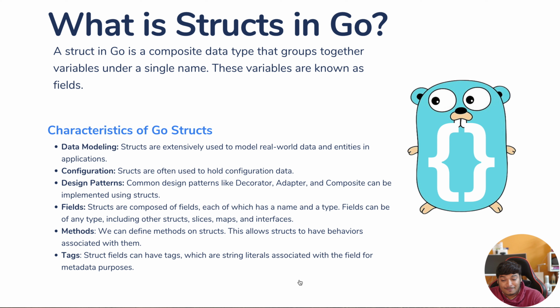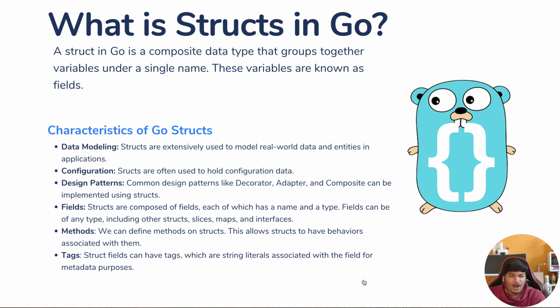Now, a field can be any type, including other structs, slices, maps, interfaces, and of course, any other normal data type. Okay, then the fifth one is methods. So we can even define methods on structs as well. This allows structs to have behavior associated with them. Then the final one is tags. The struct field can have tags, which are string literals associated with the field for metadata purposes.